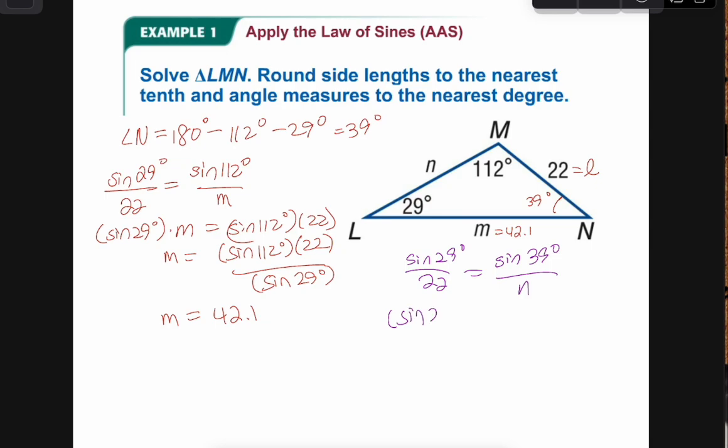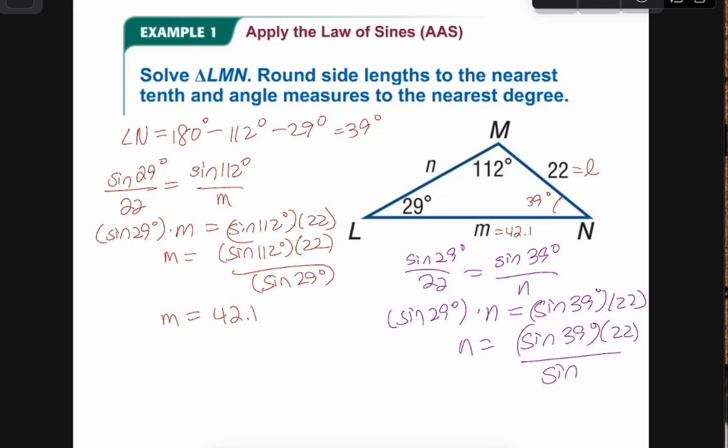So we get the sine of 29 times n will be the sine of 39 times 22. So n is just the sine of 39 times 22 divided by the sine of 29. So we're just going to put that into our calculator. The sine of 39 times 22 divided by the sine of 29. So that is going to be 28.6. Okay, so this is how I check my work. So let's put that back on our triangle.